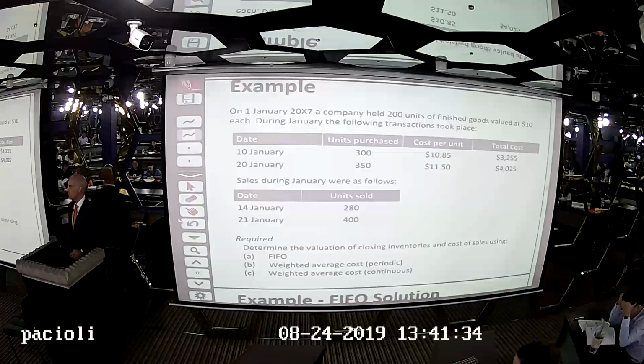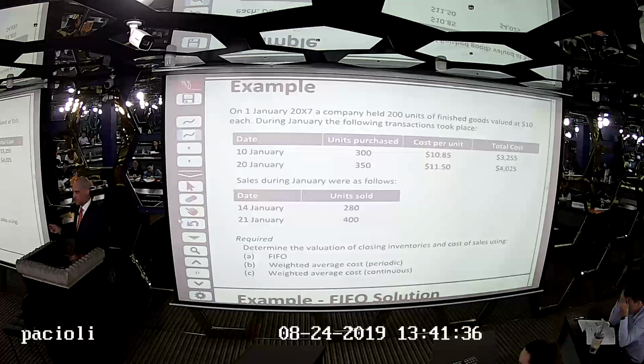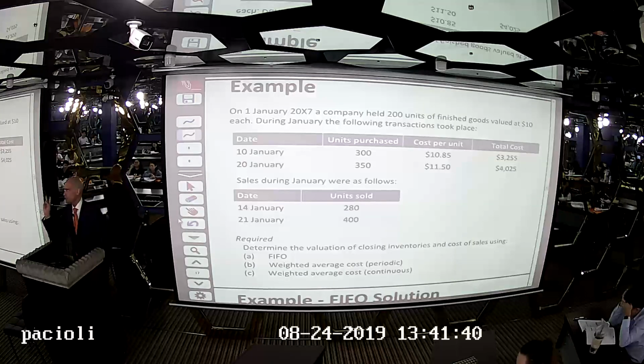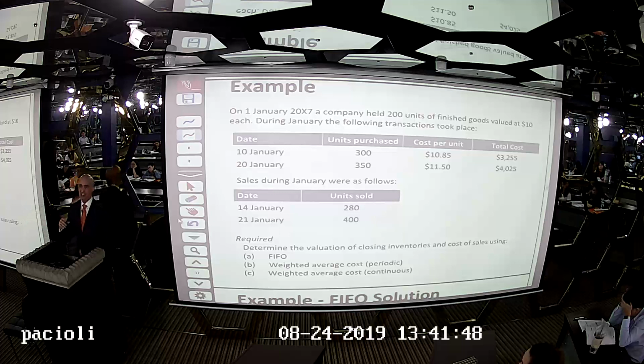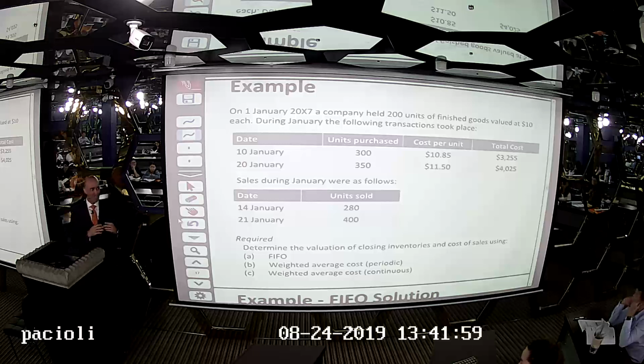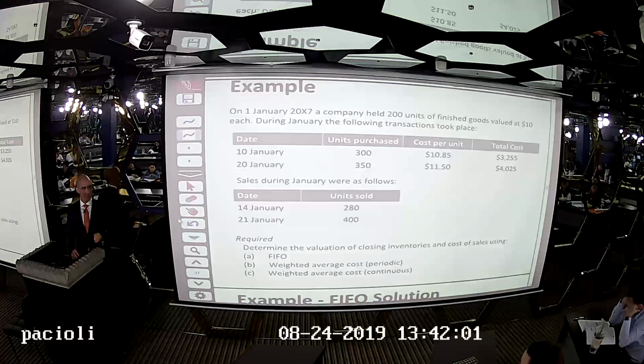So here's an example. We're going to use this example to look at FIFO and average cost. For average cost, there are two kinds. There is the periodic average cost, which is easy, and then there is the perpetual average cost, which is more complicated. Hopefully, on our exam, we have the easy average cost, but we should know both, just in case we have the perpetual average cost.